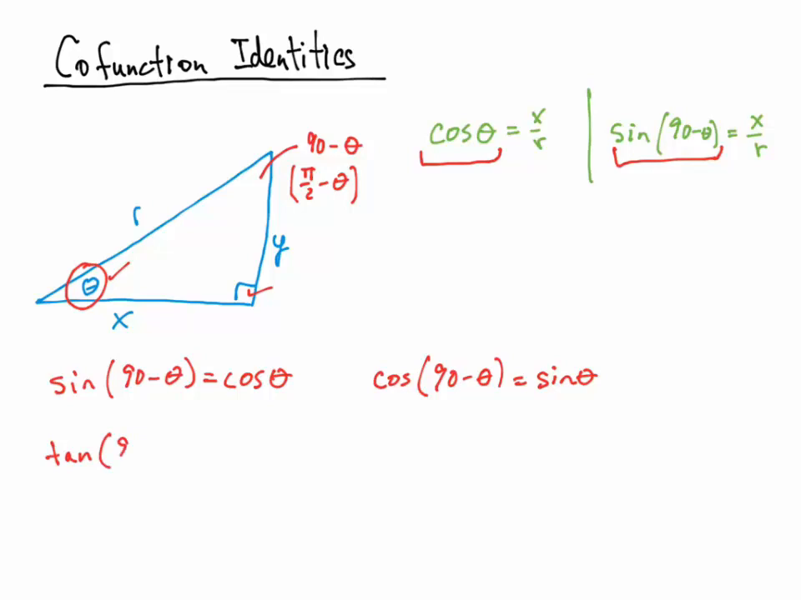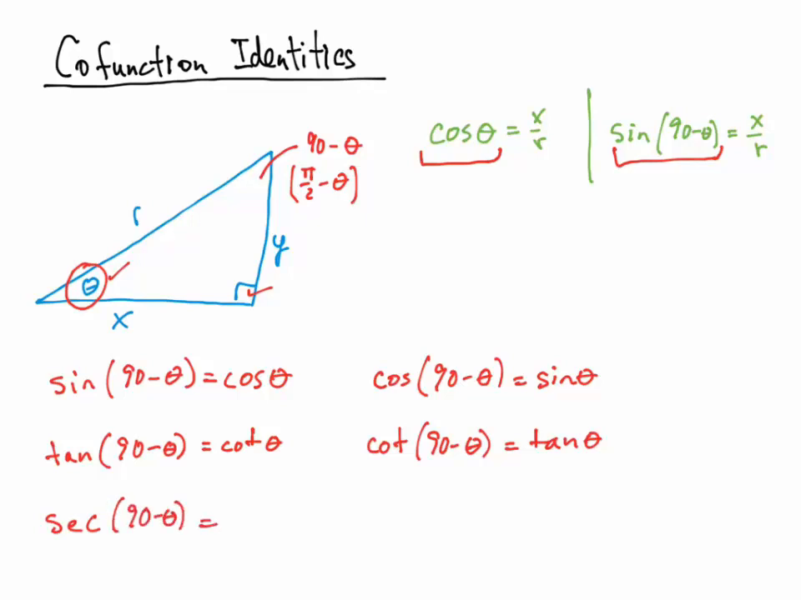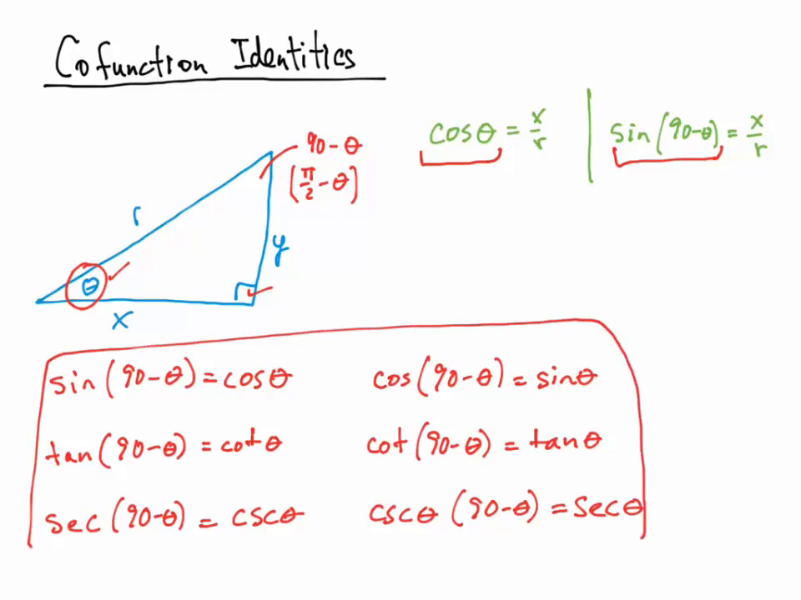Tangent of 90 minus theta, the cofunction of tangent is cotangent. And then we can reverse things. Cotangent of 90 minus theta is equal to tangent of theta. And then we would say secant of 90 minus theta is equal to cosecant theta. And then lastly, cosecant of 90 minus theta is equal to secant theta. So these right here comprise the cofunction identities.